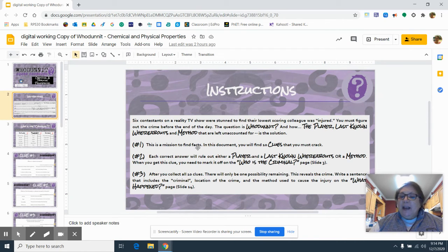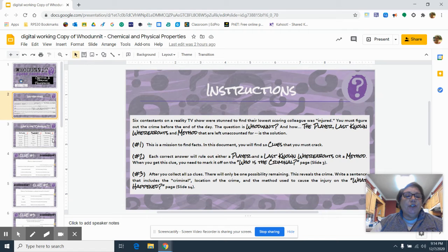There's a mission to find facts. In other words, there are clues that you have to crack. Each correct answer rules out a player, last known whereabouts, and how they committed the crime. After you collect all 10 clues, there's only one possibility remaining, and this reveals the crime. Now, this says write a sentence that includes the criminal, location of the crime, and method used. I'd like you guys to do a short paragraph, maybe 4 or 5 sentences.